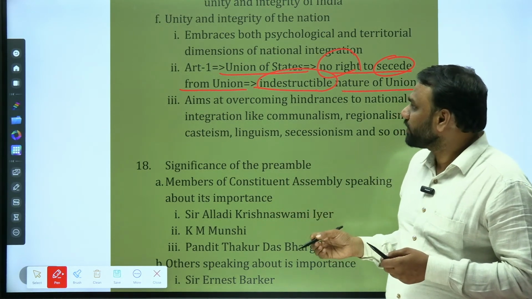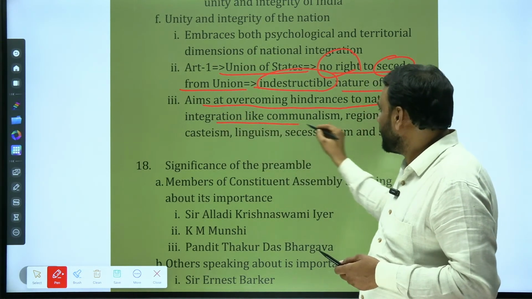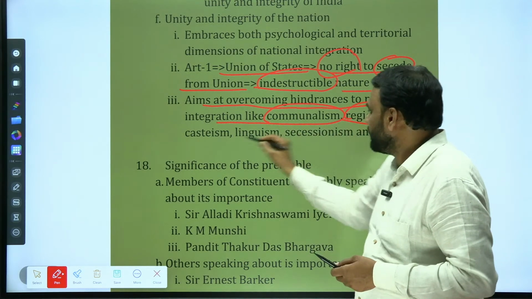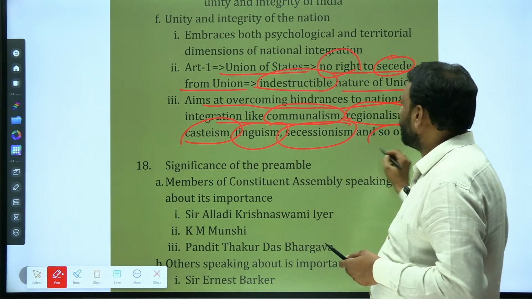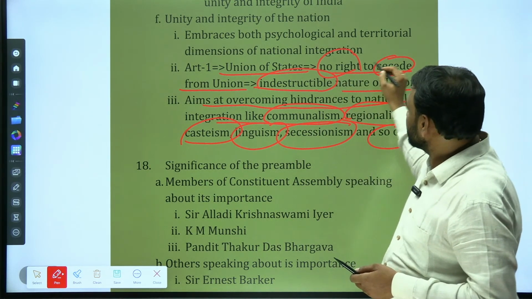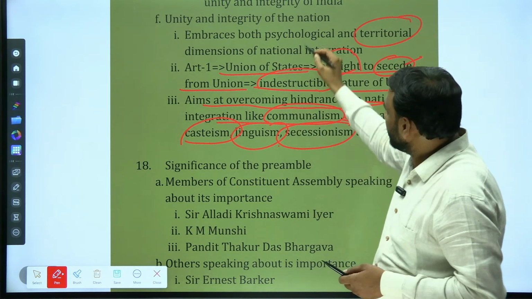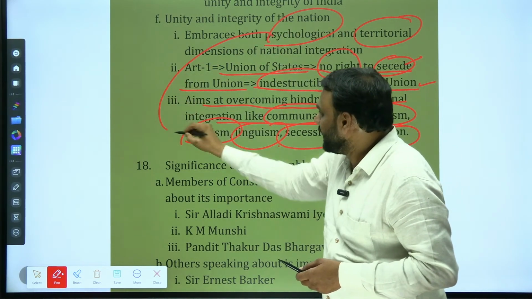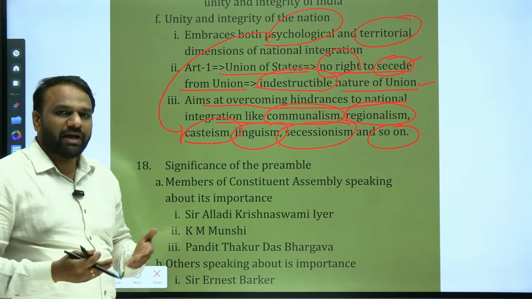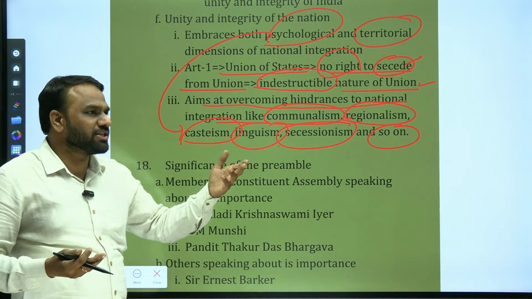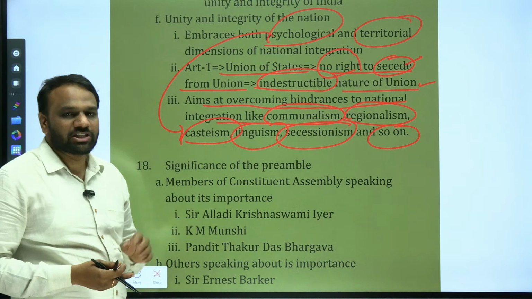Next, it aims at overcoming hindrances to national integration like communalism, regionalism, casteism, lingism, secessionism, and so on. So this one ensures territorial integrity, and this one ensures psychological integration. It means we need to overcome problems like communalism, where my religion is great and your religion is great, and this kind of war goes on. That should not be there. These are the hindrances to national integration.